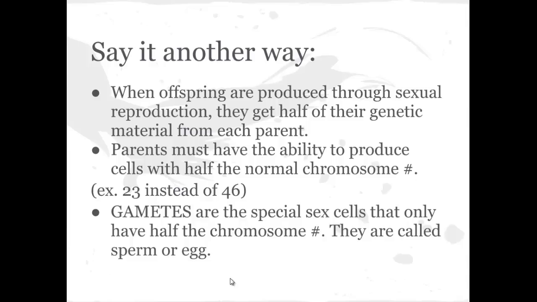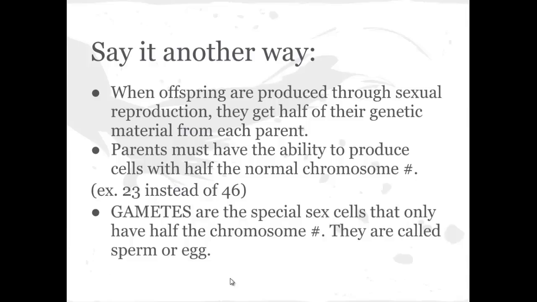Gametes are the specialized sex cells that only have half the chromosome number. They are called sperm and egg. So if we would compare a skin cell with an egg cell, we would see that a human skin cell has 46 chromosomes, whereas a human egg cell only has 23 chromosomes. So in mitosis, when we're doing asexual reproduction, the complete set of chromosomes is copied. So if the parent cell has 8 chromosomes, the daughter cell will have 8 chromosomes.